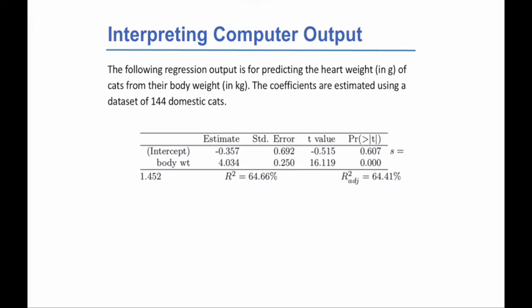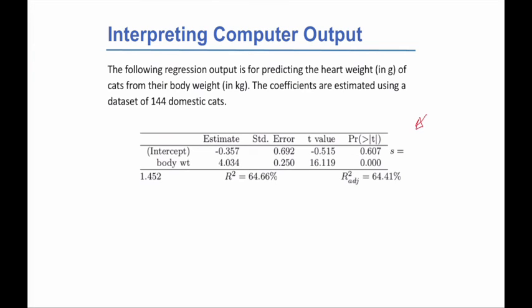So sometimes the AP test will ask you to interpret computer output. You get something that looks like this, and it wants you to determine the LSRL from this. And the good news is that this is giving you the LSRL, you just have to know which points are which. So this is the regression output for predicting the heart rate in grams of cats from their body weight in kilograms. And this is based on a data set of 144 domestic cats.